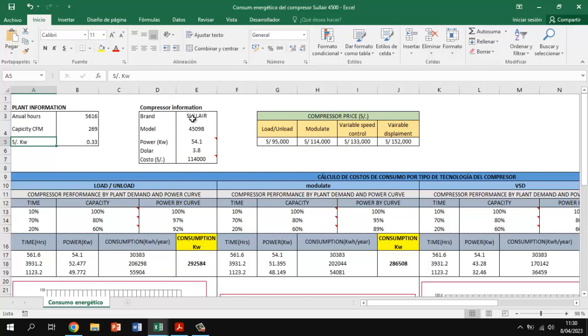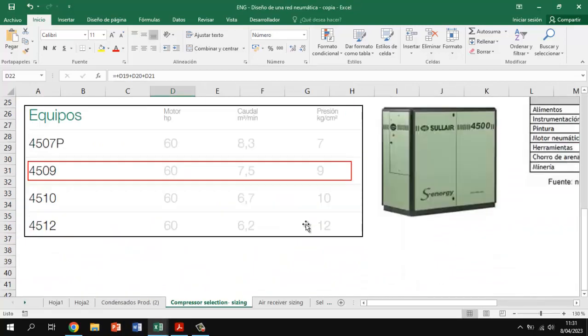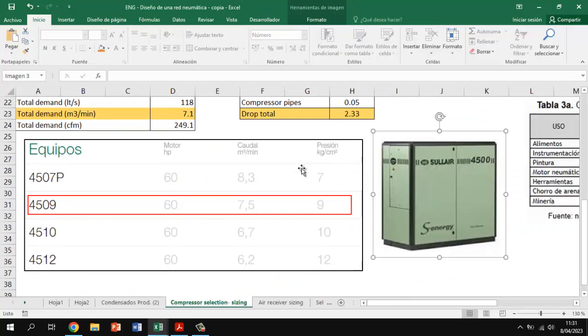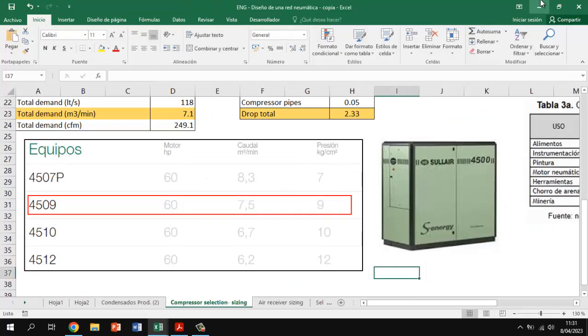The brand is Schuler. The model that we selected is the 45 plus. The power is 54.1. In this case, I know the price in soles, and that's the reason why I put the exchange from dollars to soles. So, remember the model we selected here, the compressor 45 class.